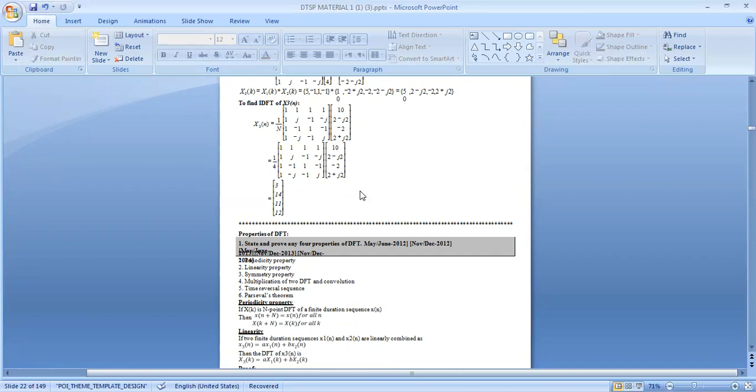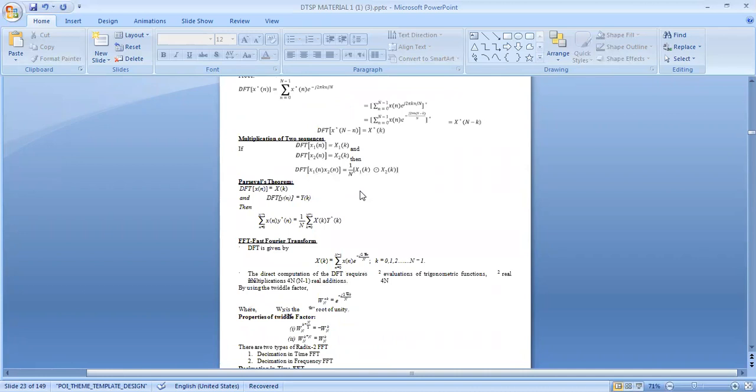The next property is linearity. If two finite duration sequences x1 of n and x2 of n are linearly combined as x3 of n equivalent to a into x1 of n plus b into x2 of n, then the DFT x3 of k is equivalent to a into x1 of k plus b into x2 of k. So this is about linearity.